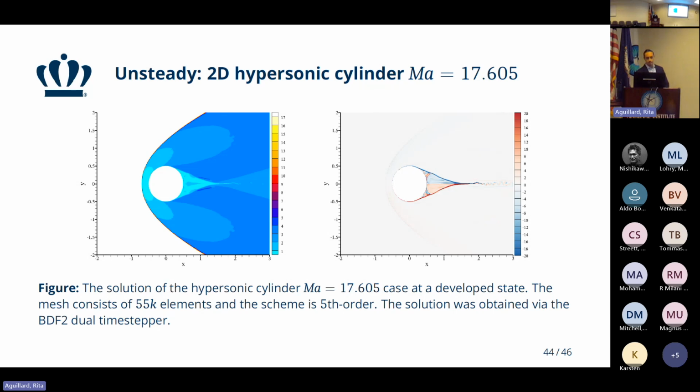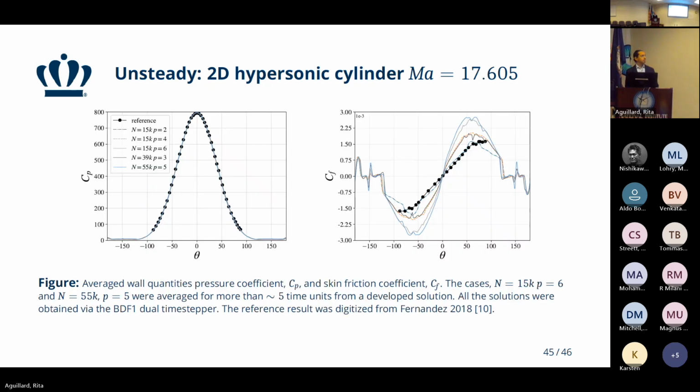This is Mach 17.6, and the highest resolution is 55,000 elements, and we use the fifth order. On the left, we have just the Mach number and the bow shock, and on the right, we look at the vorticity. Interesting for us are these wall quantities on the cylinder. And for the reference, the resolution was much lower than the one we used.